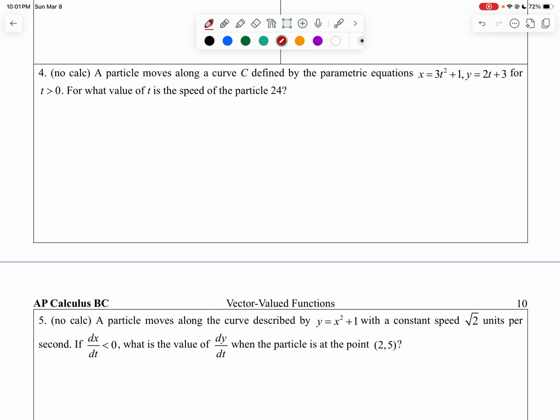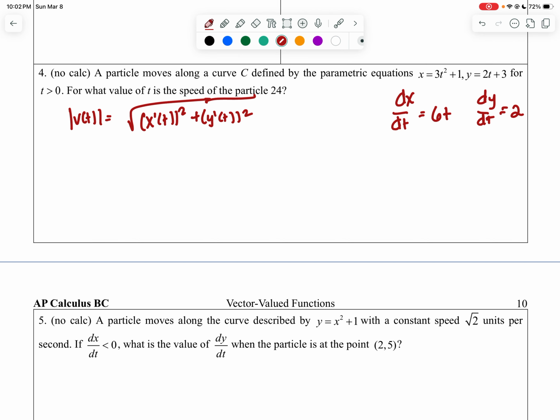So you know that the formula for speed is the square root of your derivatives. And then we just got to find the derivative of x with respect to t and y with respect to t. So dx/dt is going to be 6t, dy/dt is going to be 2. And then if I square it, then I know that (dx/dt)² is going to be 36t². And then (dy/dt)² is going to be 4. We know that the speed of the particle is 24. And then we just got to solve for t.